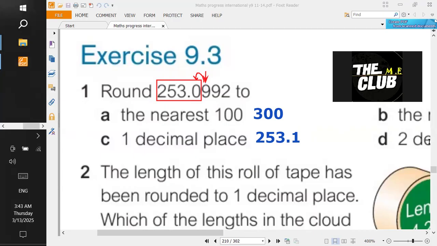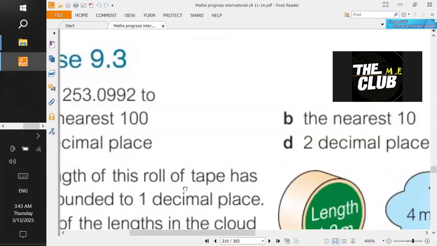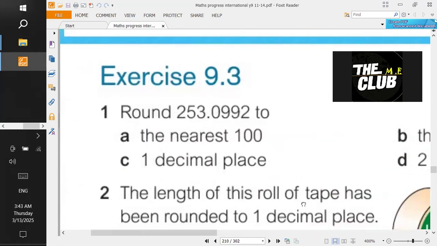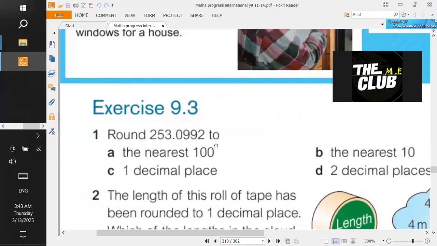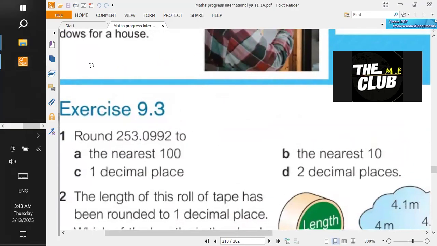The rest are the same, two decimal places. Let's take a look. Let's remove this. Nearest 10 and two decimal places. So for the nearest 10, let's zoom out a little bit. For the nearest 10, this is the 10, which is 5. Now we look at the number after the 10, which is the 3. The 3 is smaller than the 5. It means it will be removed and we'll put 0 instead of it. That's it. So the nearest 10 will be 250, like this.